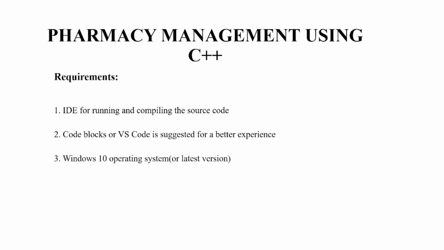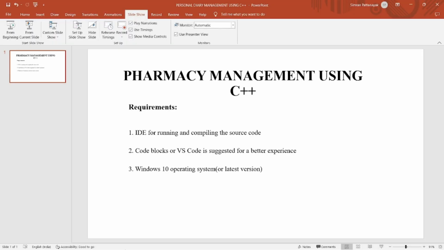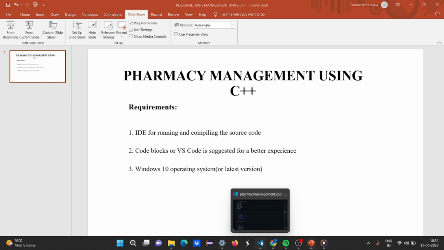You require an IDE for compiling this source code. Second, you require Code::Blocks or VS Code or any other text editor through which you can write your code. Thirdly, you require an operating system. You may use any operating system as per your choice, but the recommended ones are Windows 10 or any other latest version. So now let's move to the code part and I'll show you how the code executes, what's the output.